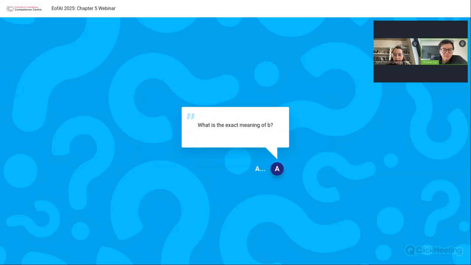Next question. What is the exact meaning of B? So B is something called bias. So it's a scalar. Will the model learn it? So it's another parameter. You just have one more dimension to change your output value.